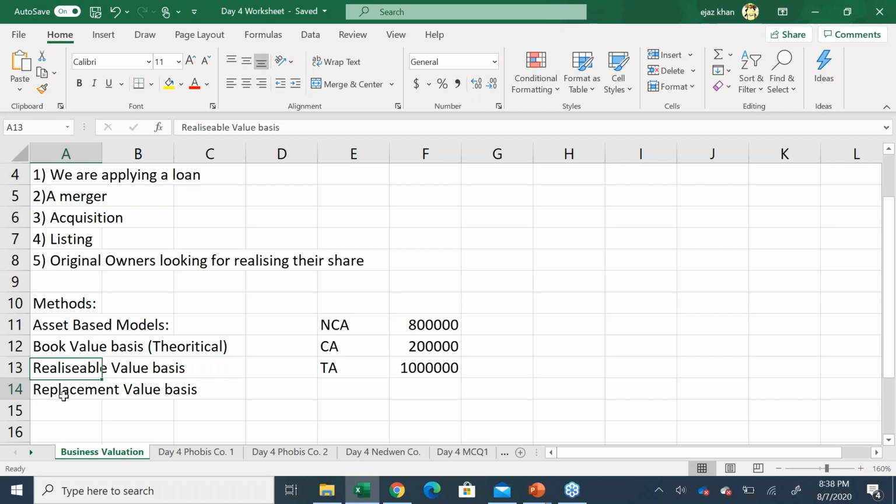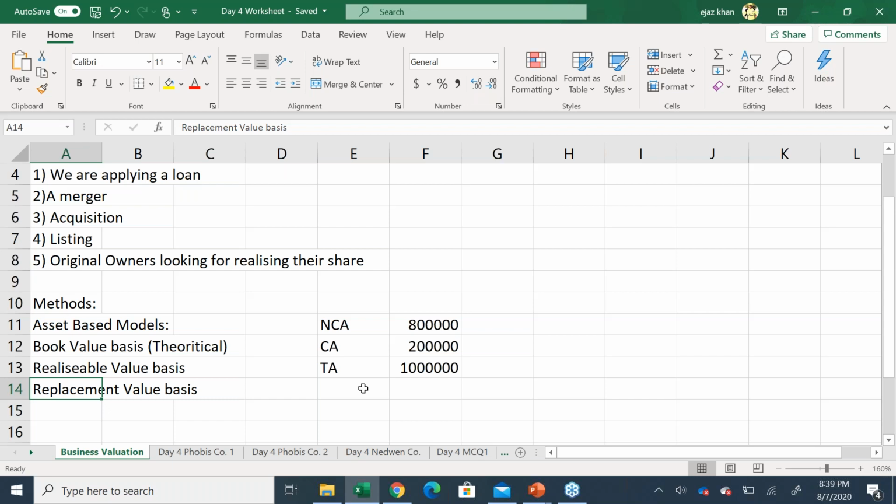Then comes the replacement value basis. The replacement value basis is not basically used for the whole company. It will probably be used for a few of the assets. For example, if you have fixtures installed in your company, most fixtures lose their value when they are dismantled. For example, you have just recently renovated your office and done wooden flooring in all of your office, but you know that when you dismantle that floor, it will have no value.